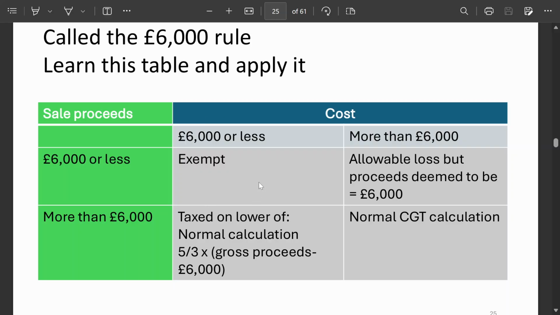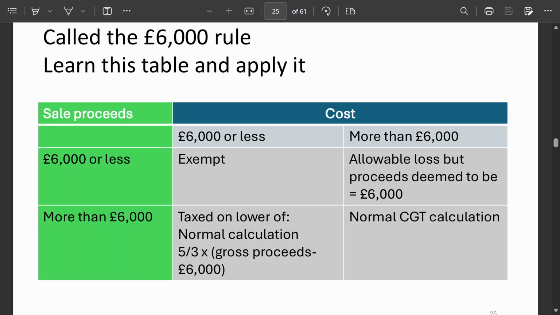So this is what we have to look at. It's a box, it's a matrix format. So this one is exempt, very clear. And these two, the diagonal here, is clear. This one is just exempt straight away. This one is a normal CGT calculation, if you bought it for more than 6K and sold it for more than 6K. So these two are very easy to remember out of this matrix. The complicated ones are actually just the other diagonal here.